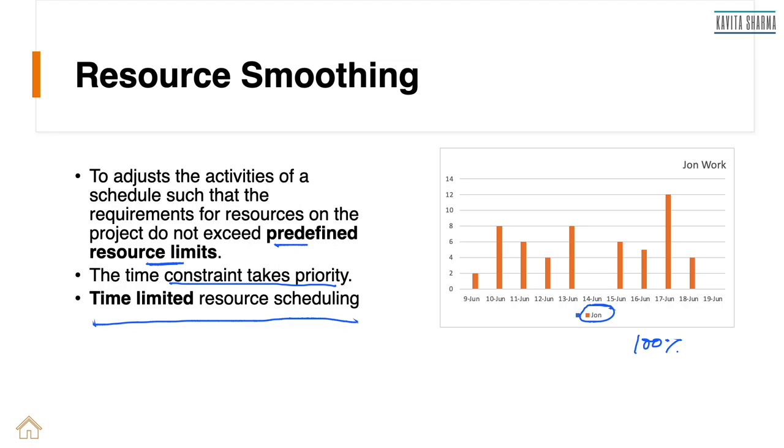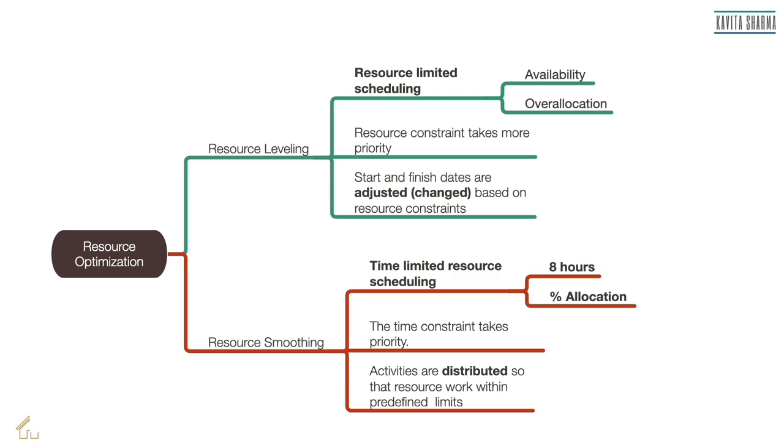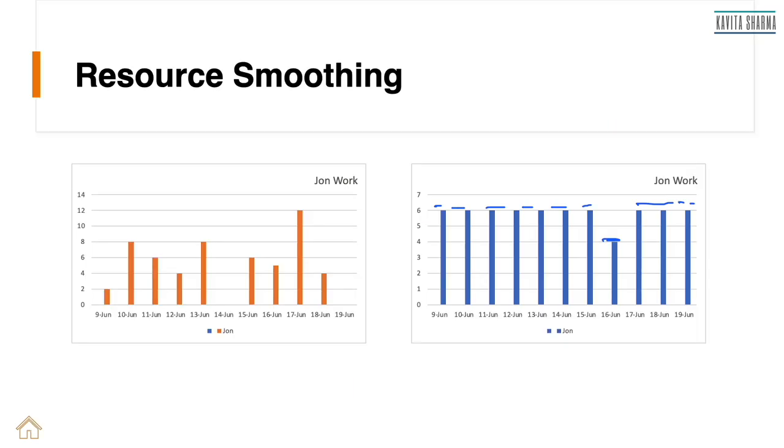But while I was allocating the activities, they got allocated in such a way that John ends up, on certain days, working for more than 8 hours and, on certain days, not working at all. So when I look at a resource and his predefined limit, I should not be giving him more hours of work at any point of time. So what I do is change the allocation, or rather distribute the allocation, in such a way that John works typically 6 hours a day, sometimes maybe less, and this is how the new schedule for John looks, smoothened out.